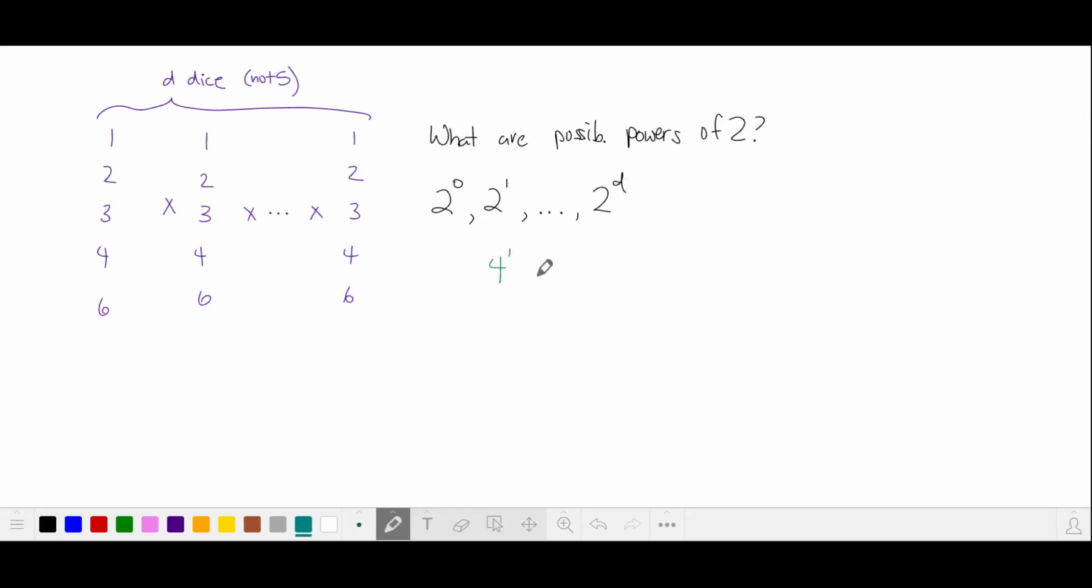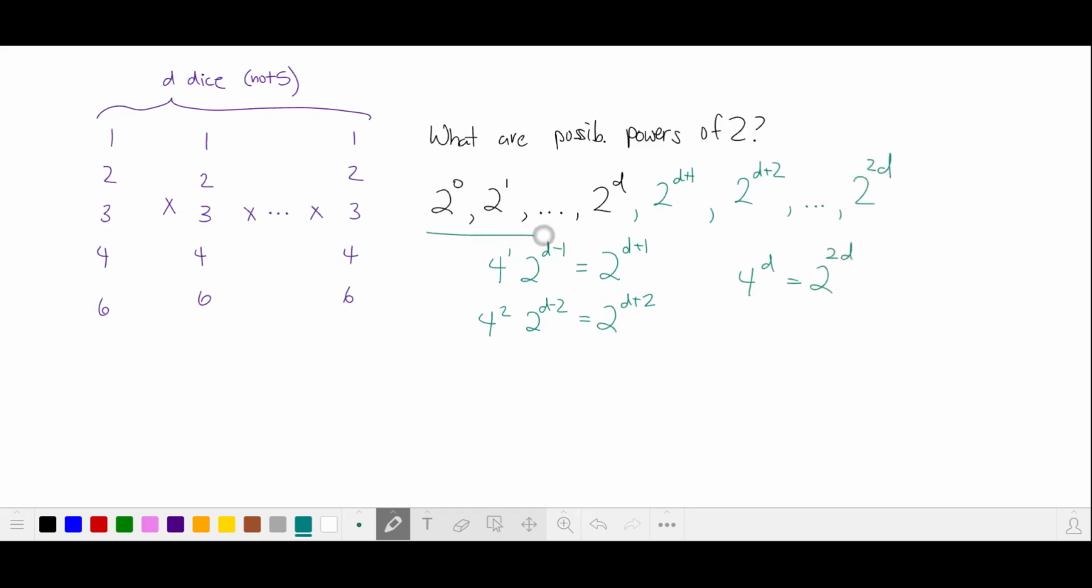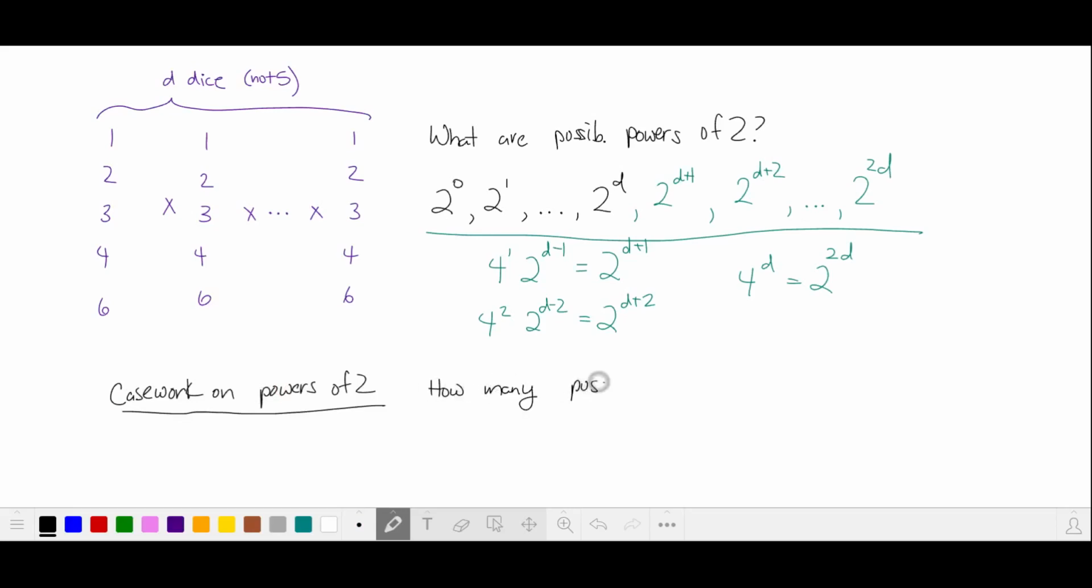Also, if we have one 4 and the rest of the dice show 2, then we can get 2 to the power of d plus 1. If 2 of our dice have a 4, and the remaining d minus 2 dice show a 2, then we can have 2 to the power of d plus 2. If all of our dice show a 4, this gives us our highest power of 2, 2 to the power of 2d. So these are all the possible powers of 2, and now we'll do casework on these powers of 2. For each case, we will calculate how many possible powers of 3. We'll start with 2 to the 0 power.